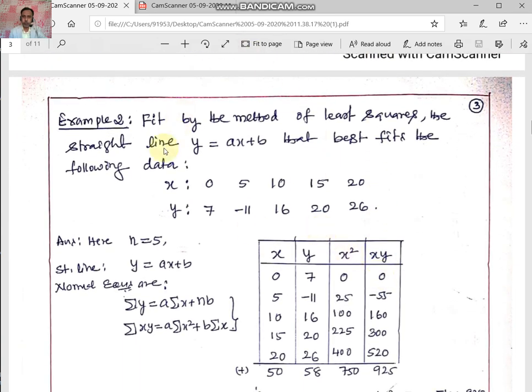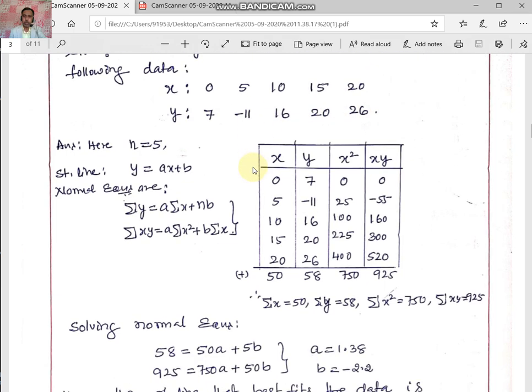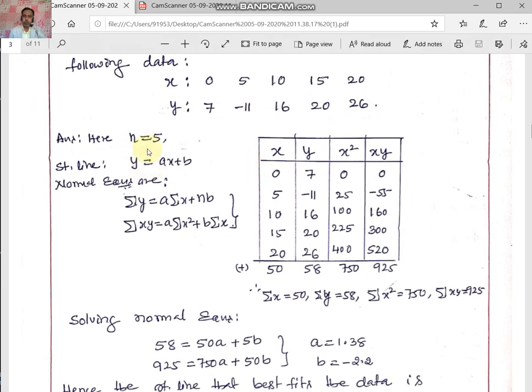Next example. Fit by the method of least squares the straight line y equals ax plus b that best fits the following data. So x is 0, 5, 10, 15, 20. Y values are 7, minus 11, 16, 20, 26. Now once again observe n is 5. N represents the number of pairs of values. N is 5 and the straight line is y equals ax plus b.